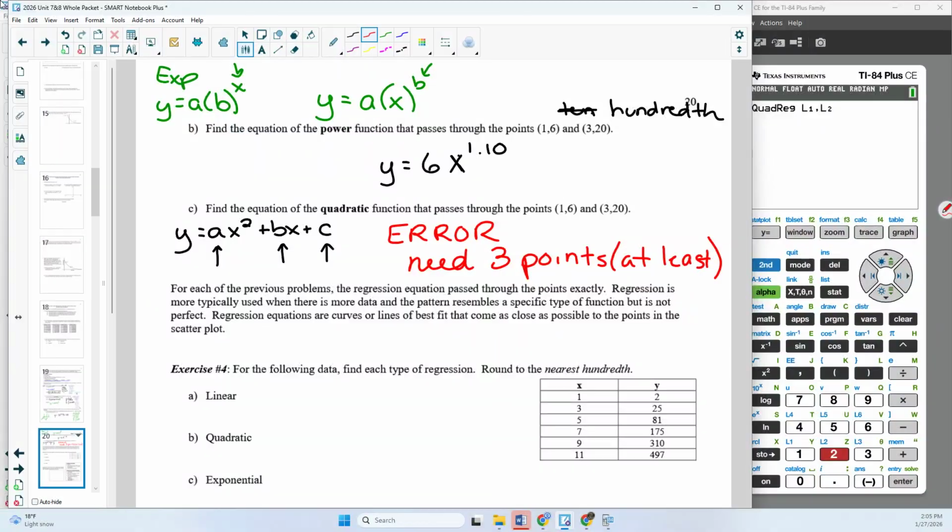We are going to look a little more into deciding between types of regressions, but that is the basics of the calculator functions.